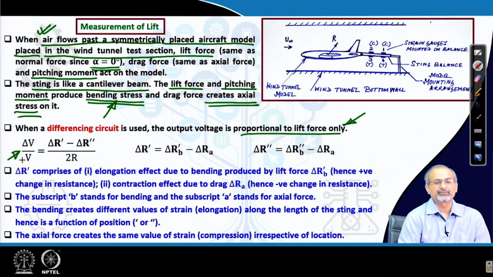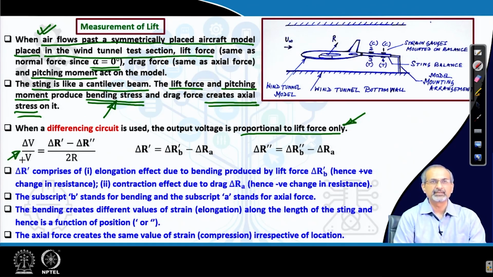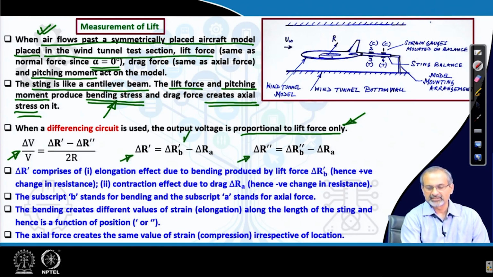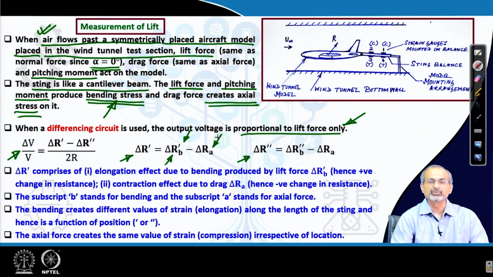Now, we already found out that for the differencing circuit, delta V by V is given by this expression, and now we are saying that whether it is delta R dash or delta R double dash, we have to account for the change in resistance due to the bending effect, the bending stress effect. Here we are considering that as a positive quantity, while the axial stress will always be of the compressive kind, and therefore, would reduce the length of the resistance, and therefore, it is a negative sign all the time. We do that for both the dash as well as the double dash quantities.